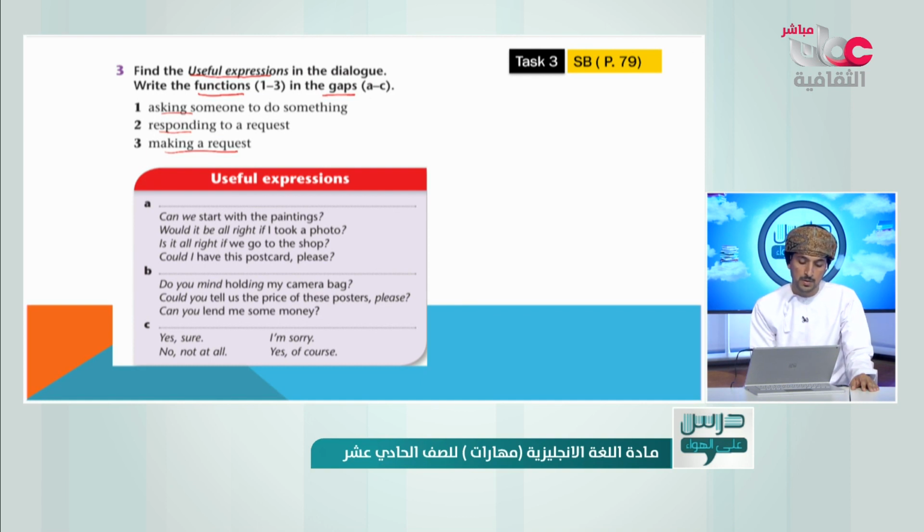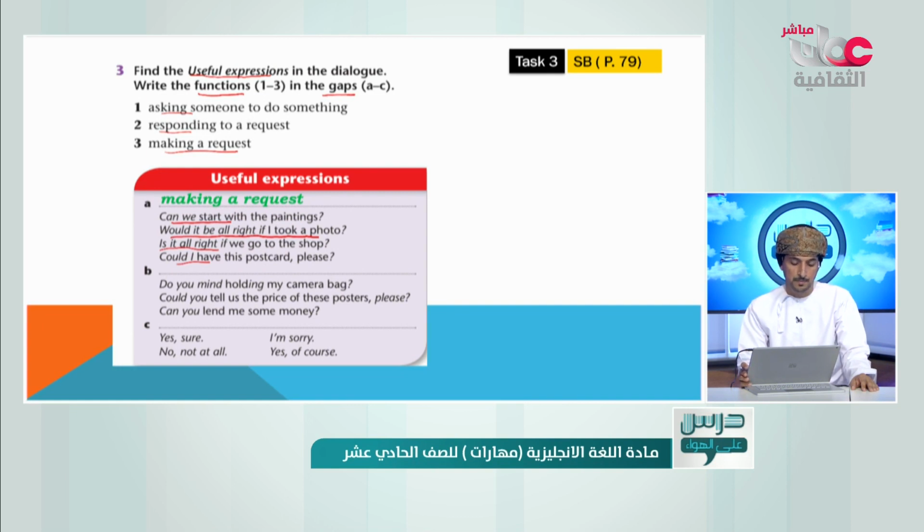A, can we start with paintings? We have got here, can we start with painting? Would it be all right if I took a photo? Is it all right if we go to the shop? And finally, could I have this postcard, please? So which one is this? Is it asking someone to do something, or responding to a request, or making a request? We are making here a request, so we have got here number 3.